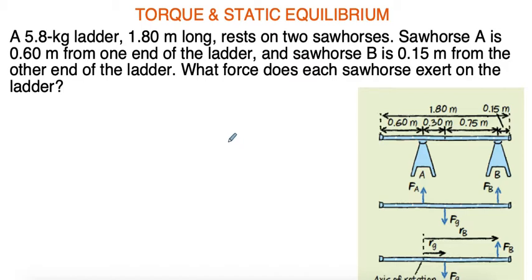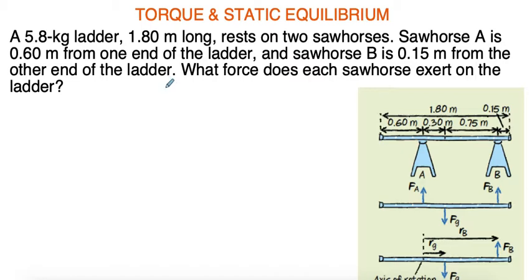Okay, so it's a 5.8 kilogram ladder that's 1.8 meters long, resting on two sawhorses. Sawhorse A, which would be this one, is 0.6 meters from the end of the ladder, and sawhorse B, right there, is 0.15 meters from the other end of the ladder. So we can see the radii or the distances drawn here in the diagram. What force does each sawhorse exert on the ladder?